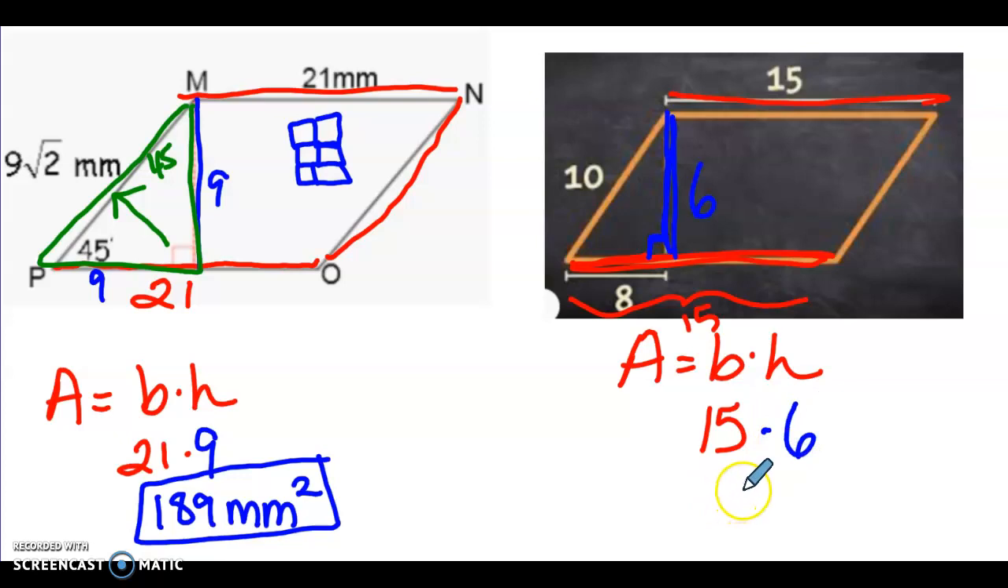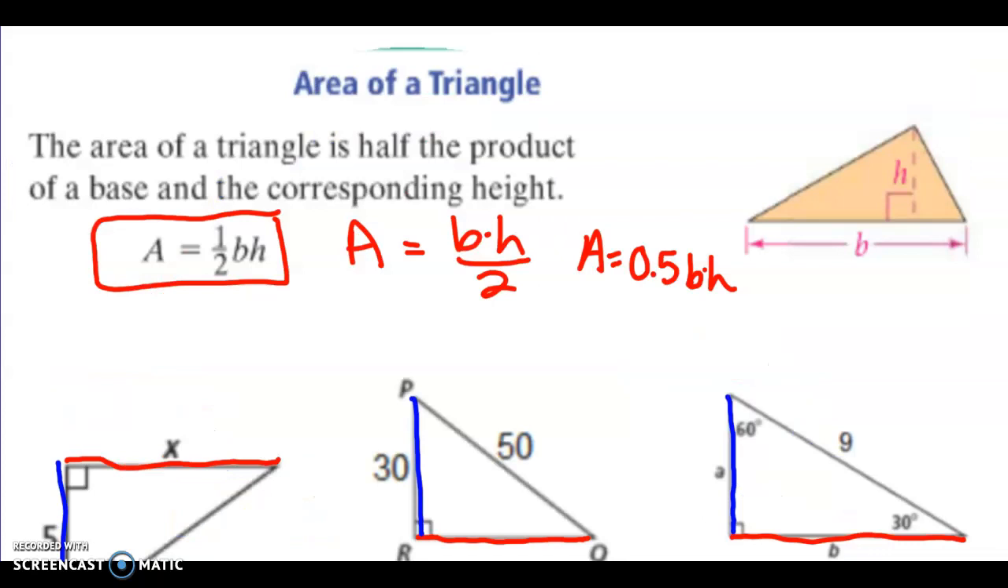So if I multiply those out, that would be 90. So 90, there is no units, so I'm just going to write units squared. Okay, so see how we can use our information from last chapter to find our missing base or our missing height. All right, moving on to triangles.